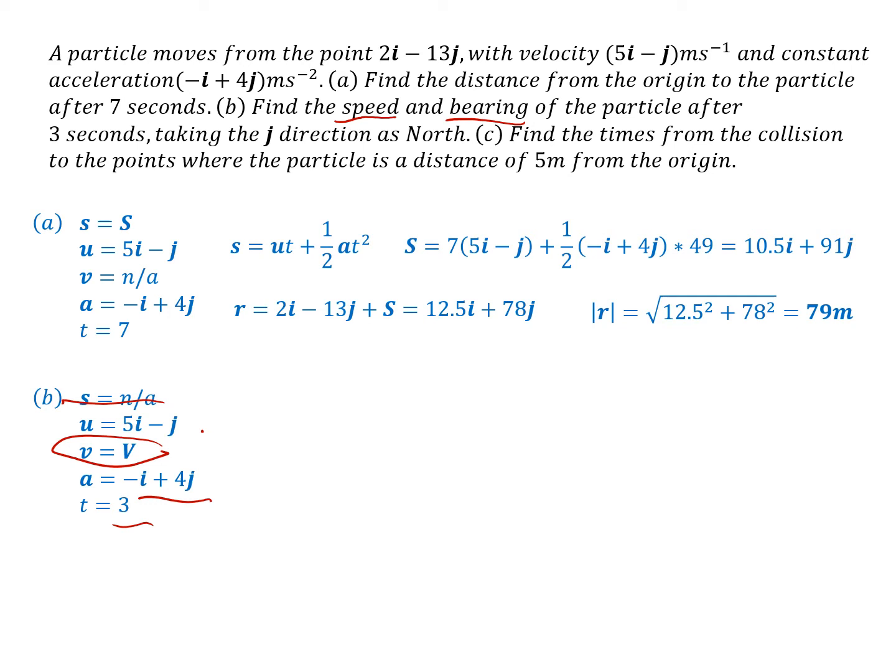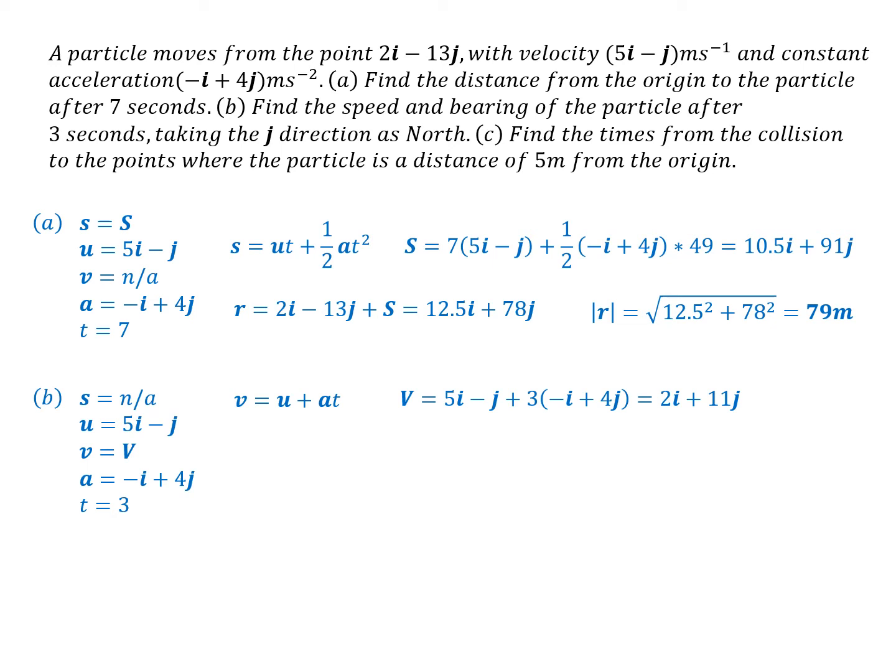So we want the formula that hasn't got S in it. So that's this simple V equals U plus AT. So there's the numbers going into the formula, and that's what our velocity vector is after 3 seconds. So how do we find the speed and bearing from that velocity vector?